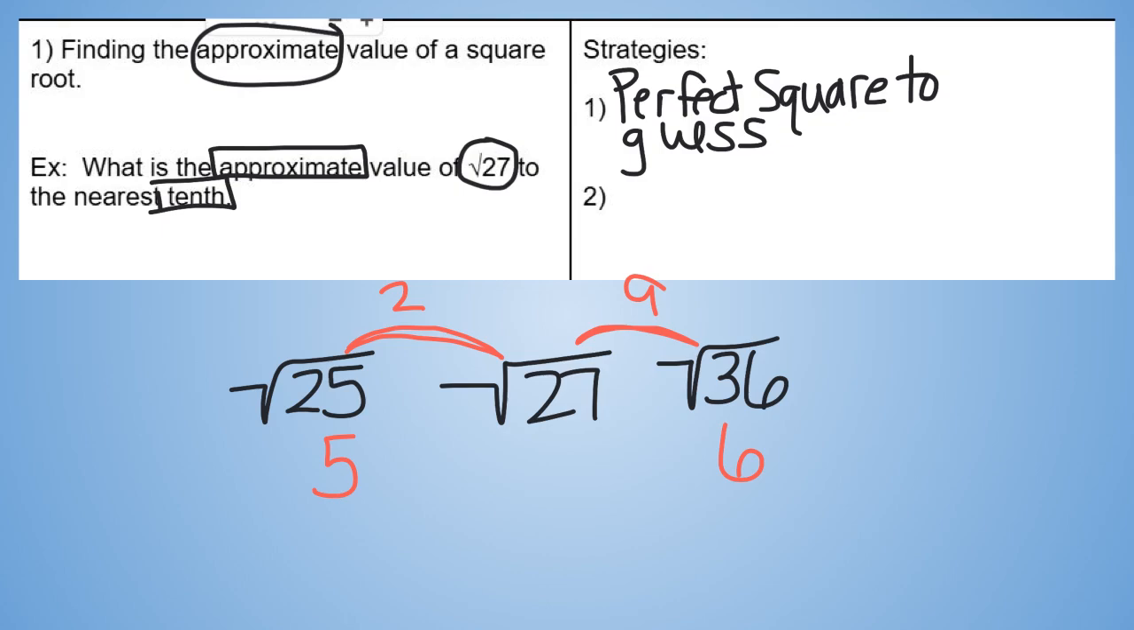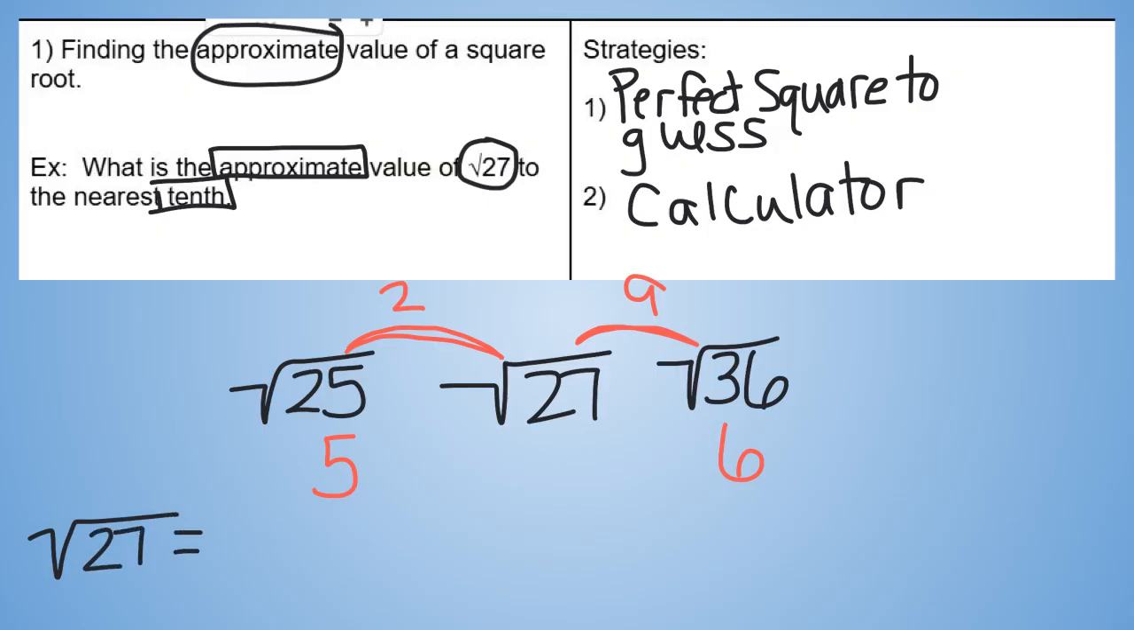But since we need to the nearest 10th, our second strategy is to use a calculator. So you would pick up your handy calculator. You would hit your square root key. You'd put 27 in there. And you're going to get an irrational number. It looks like this.